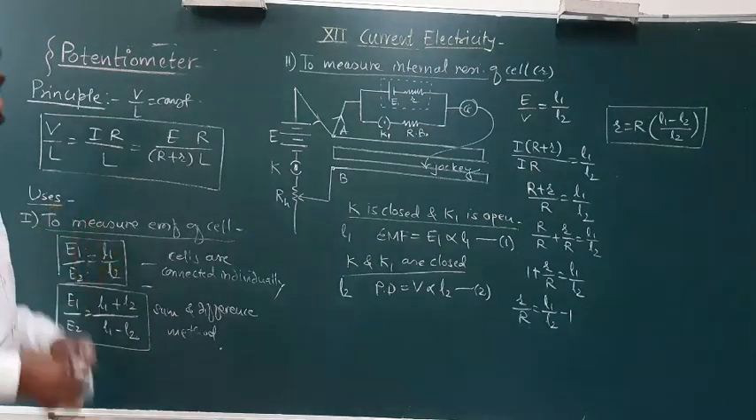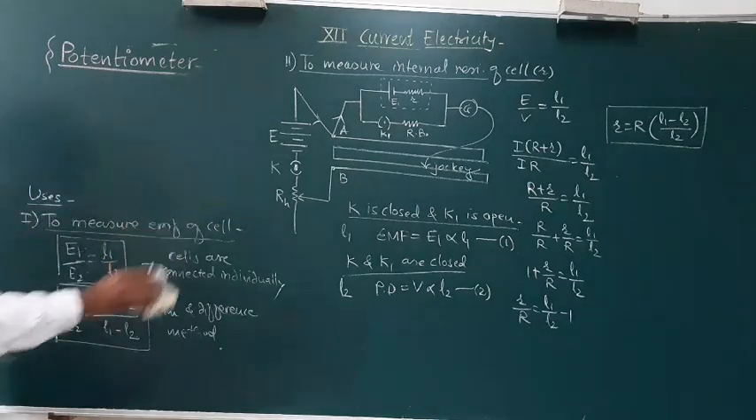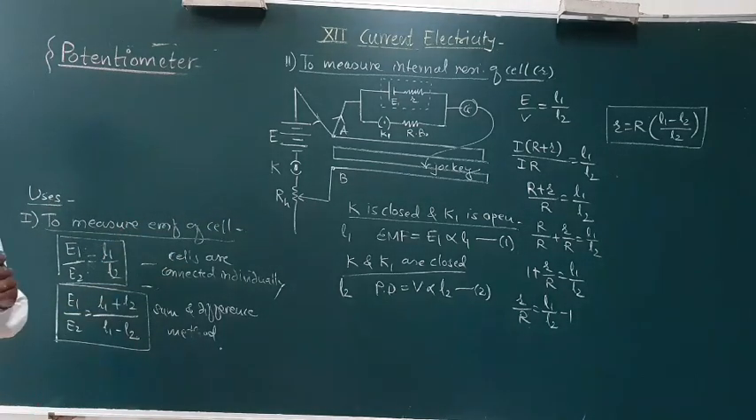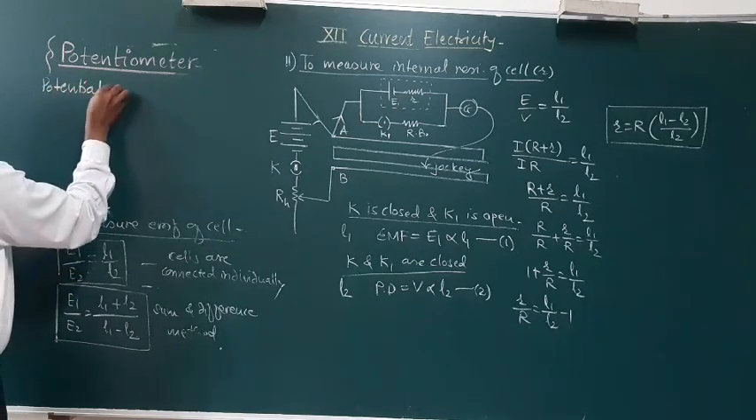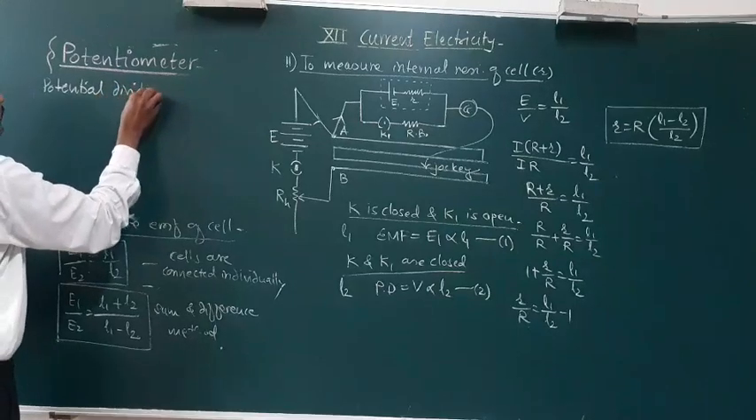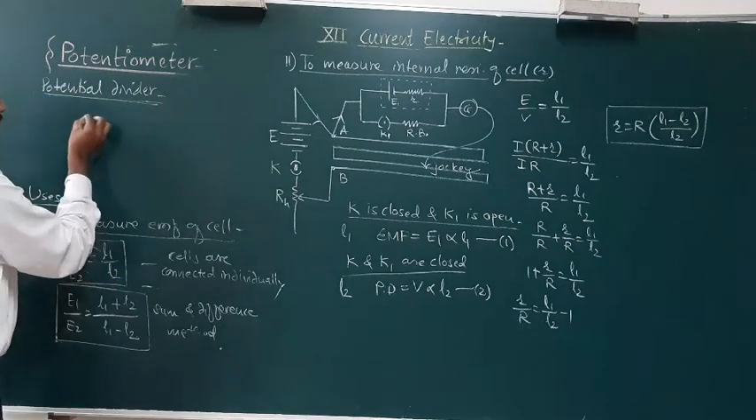Now the third use of the potentiometer. The remaining uses are very simple. The third use of the potentiometer is that it is used as a potential divider. How it is used as a potential divider, that we have to see.